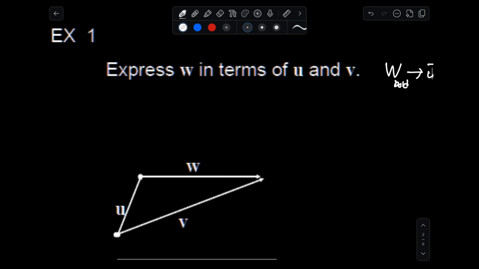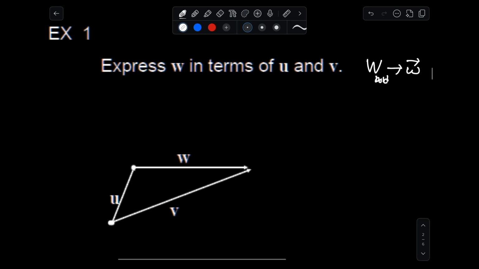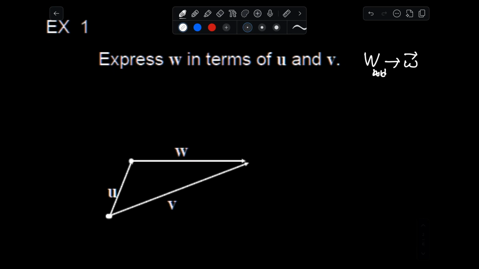So I'm just going to write w in bold so it's easier for you guys to understand. The w in bold just equals the w with the arrow, right? So the question asks us to express w in terms of u and v. So, let's see. How would we work through this, right?